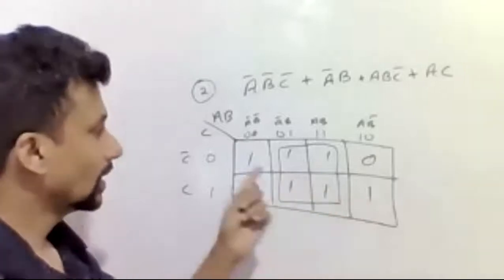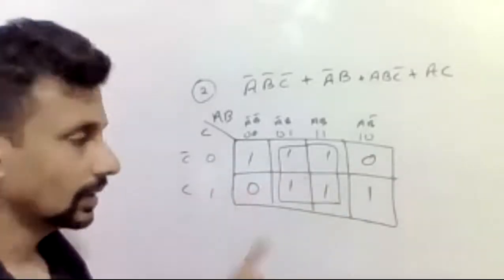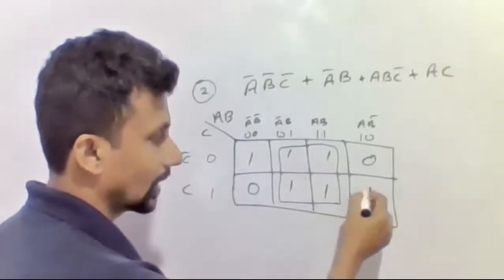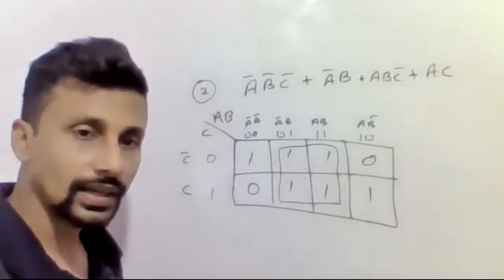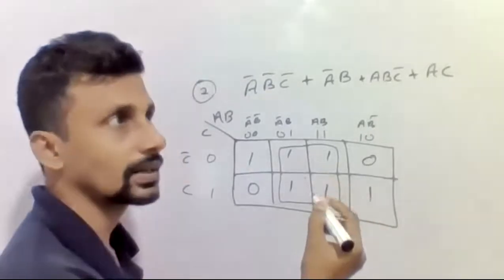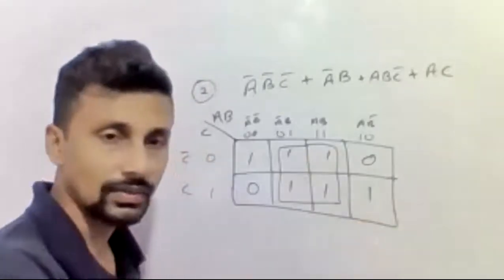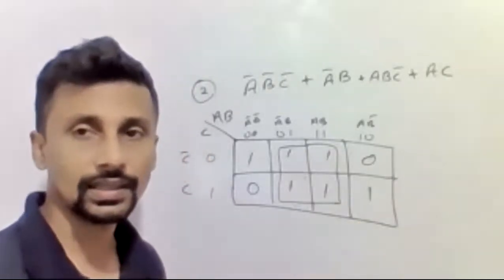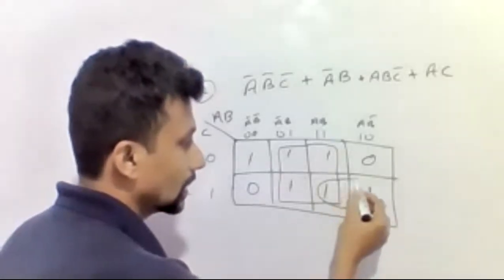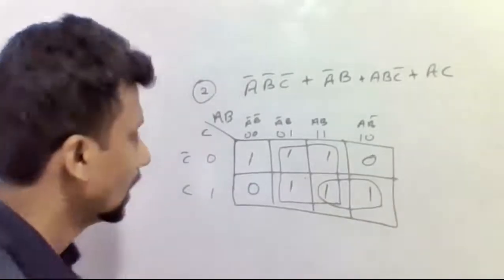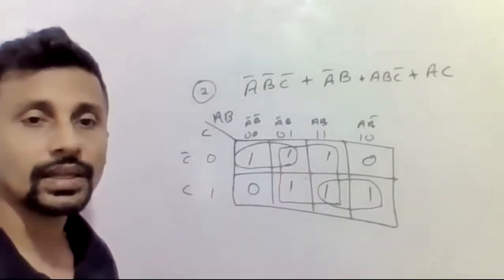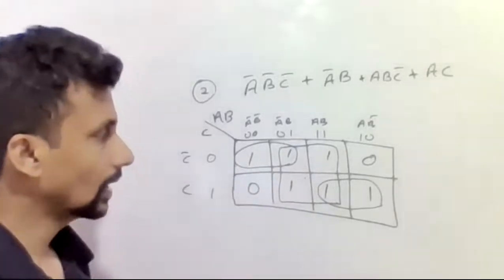Now the remaining ones, 2 ones are coming, right? So I can create a group. I can make it one, but I have to create a large group. So there I can overlap. I don't have a separate color, so I'm drawing like that. But when you are drawing, you better use separate colors, then it's easy to understand. So I am taking this group and this group. Now I got 3 groups from this K-map.